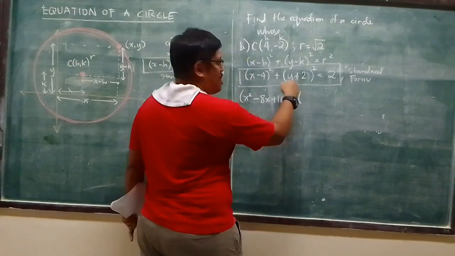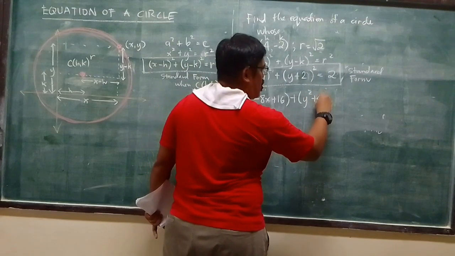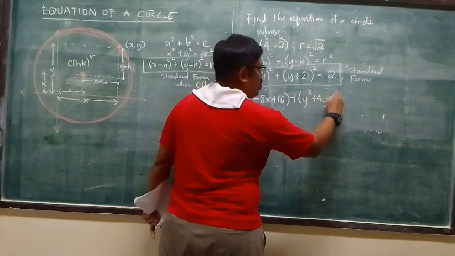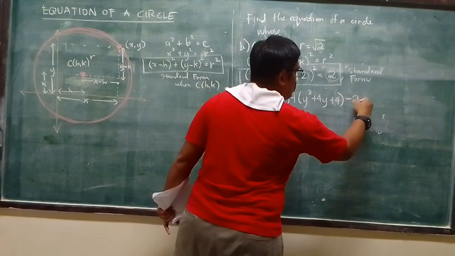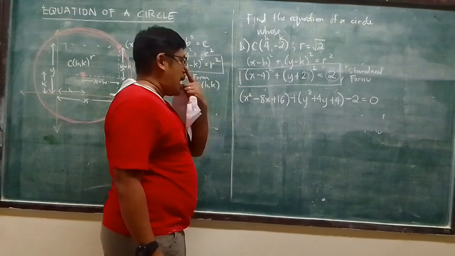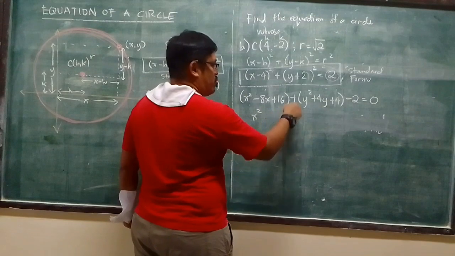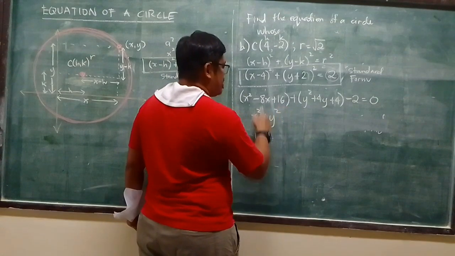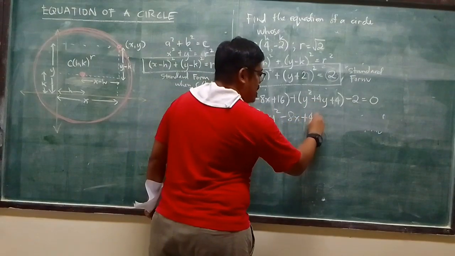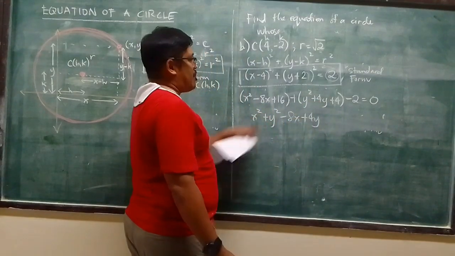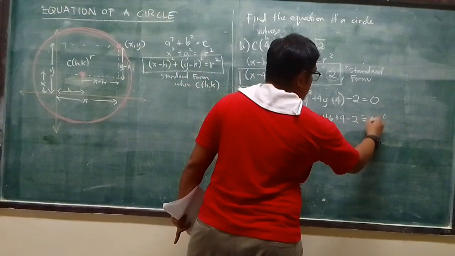Plus, sa kabila naman, that would be y squared plus 4y, kasi y times 2 times 2 is 4, plus square yung 2, plus 4. Then, transpose yung 2 sa kabilang side, minus 2 is equal to 0. After that, i-arrange na natin yung mga variables: x squared plus y squared minus 8x plus 4y, plus 16, plus 4, minus 2 is equal to 0.